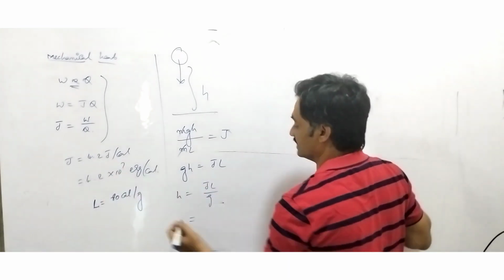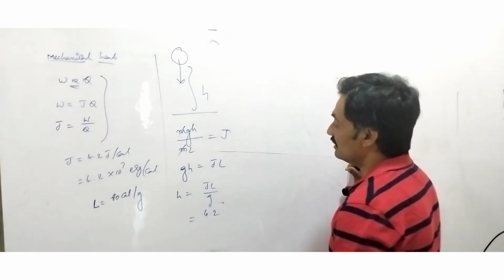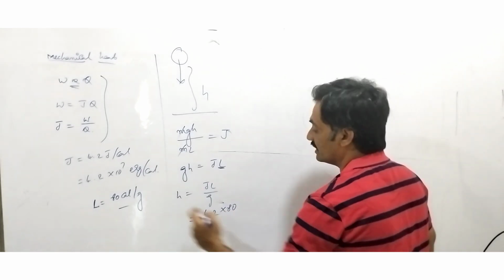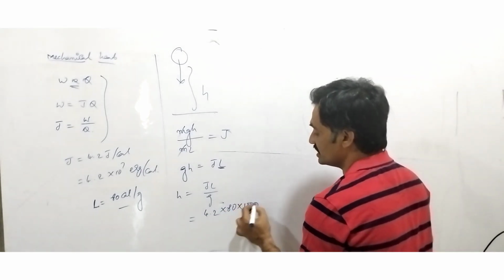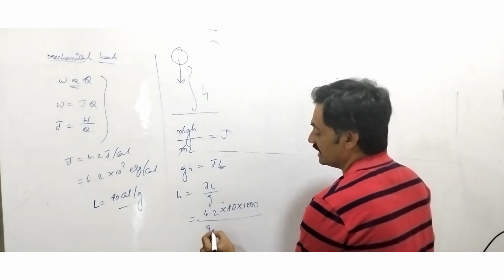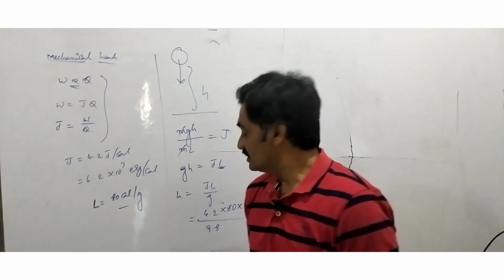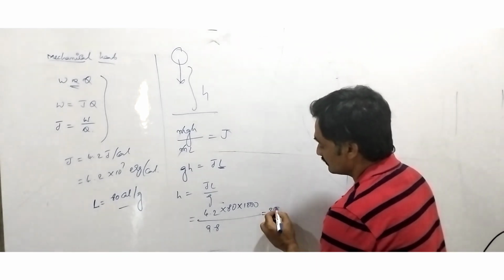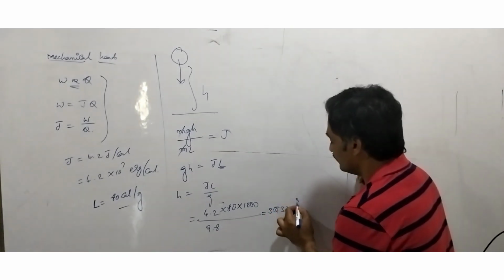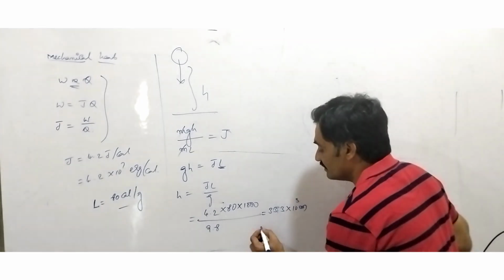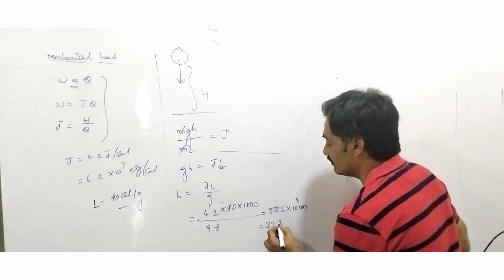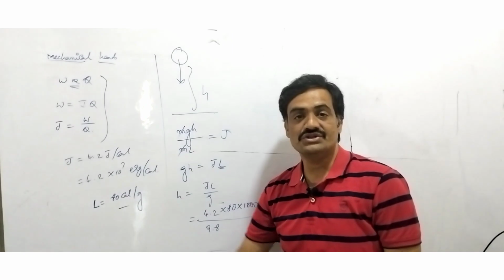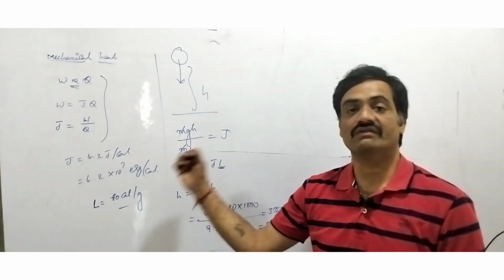We know that the value of J is 4.2 joule per calorie and the latent heat of fusion is 80 calories per gram, and 1 gram equals 10 to the power of minus 3 kg, and the value of g is 9.8 meter per second squared. On simplifying it, we get 33.3 into 10 to the power of 3 meters. So we can say that the hailstones fall from a height of 33.3 kilometers. This represents the condition for the mechanical equivalent of heat.